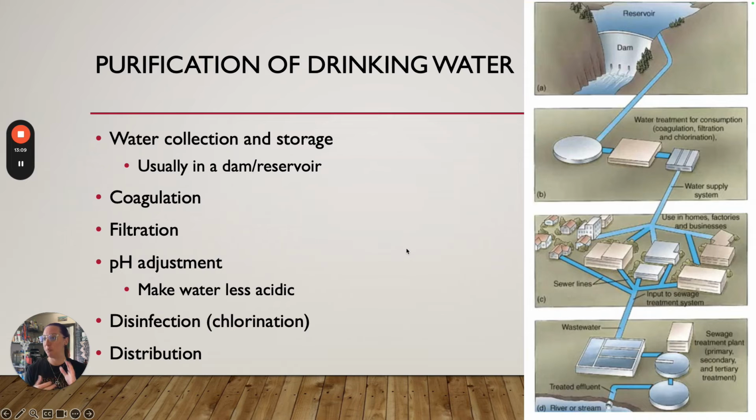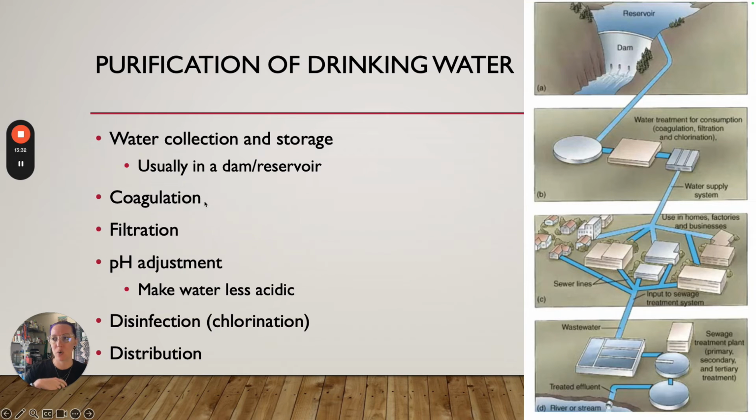Next, I want to talk a bit about the purification of drinking water. So wastewater treatment does not necessarily mean that we're going to be using that water to drink, though if you refer back, some treatment plants do indeed do this. It's something that we, of course, need to consider. But what tends to happen here is water collection and storage, usually within a dam or a reservoir.